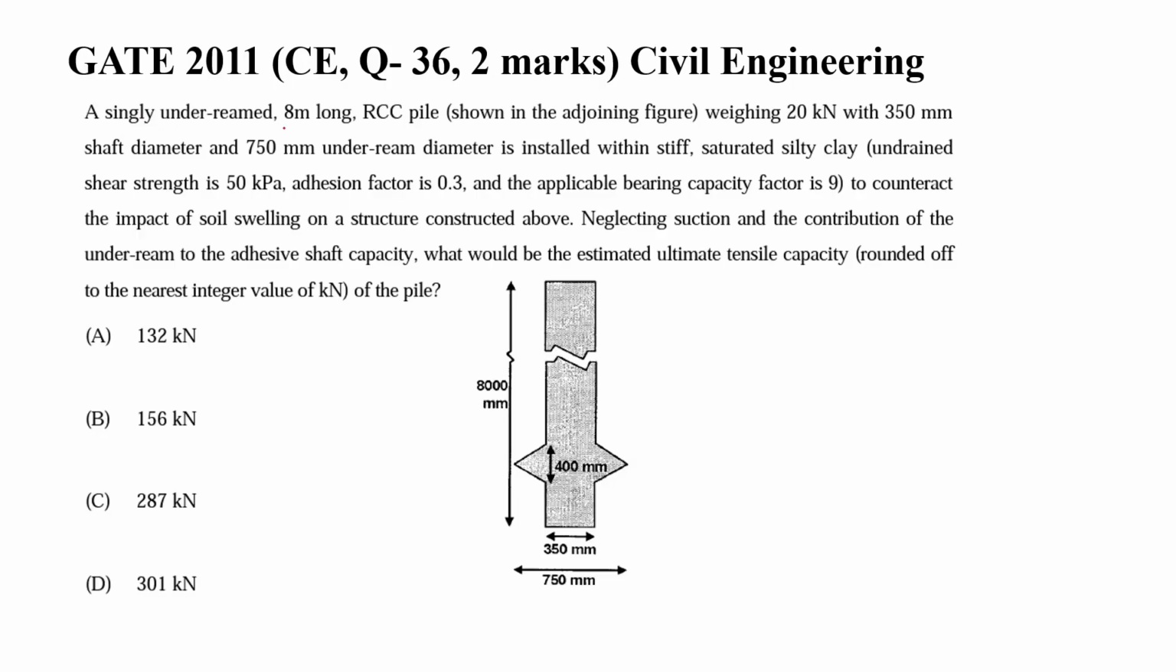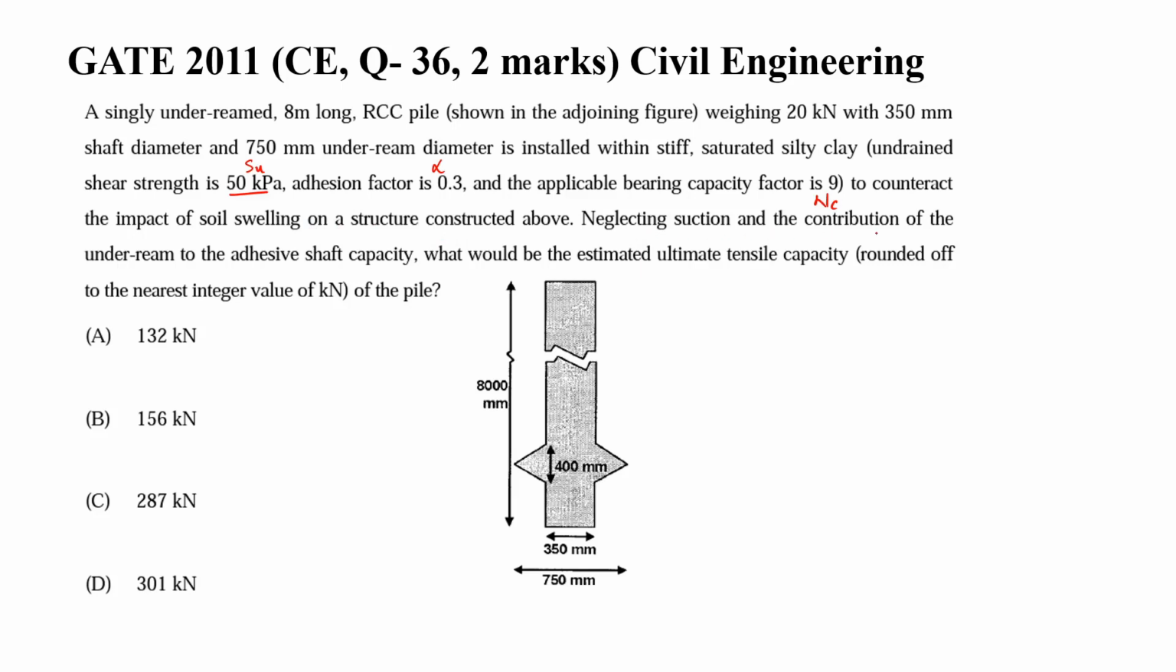A single underreamed 8-meter long RCC pile, as shown in the figure, weighing 20 kN with 350 mm shaft diameter and 750 mm underream diameter is installed within stiff saturated Celtic clay. Underream shear strength is 50 kPa and adhesion factor is 0.3 and applicable bearing capacity factor is 9 to counteract the impact of the soil swelling on a structure constructed above.